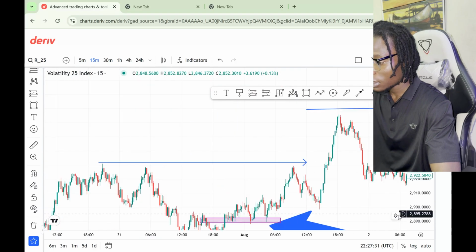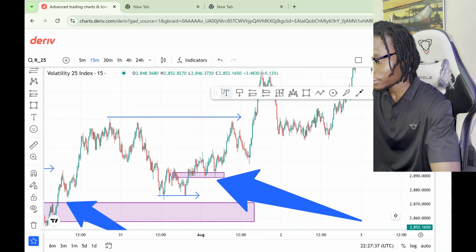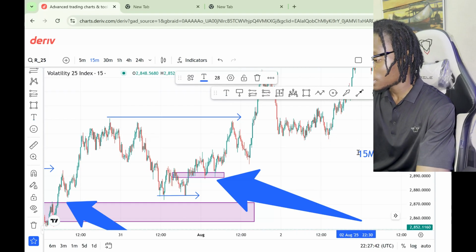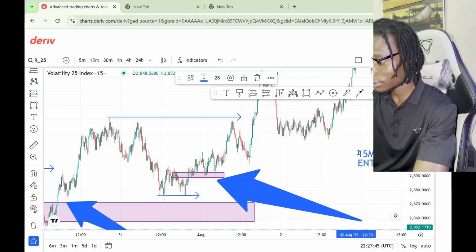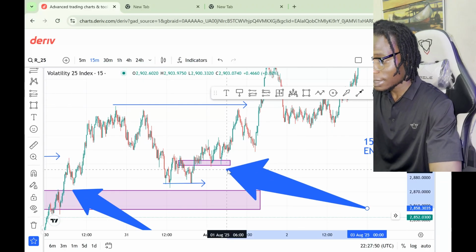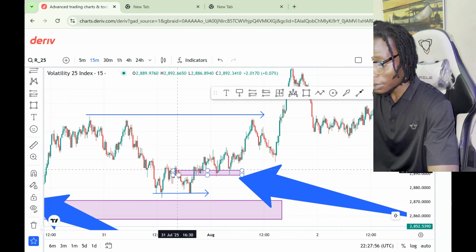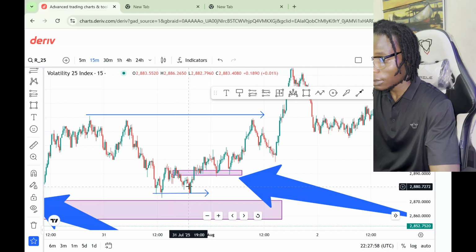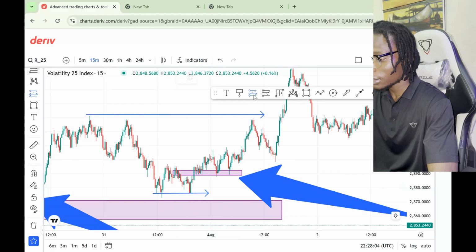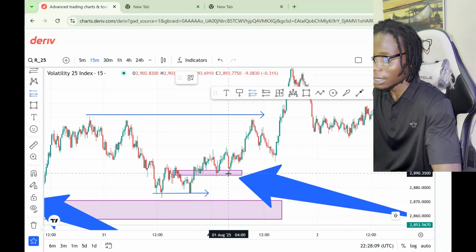I'm doing this so you guys can see how beautiful it is. Let me write it down. 15 minutes entry. Okay, 15 minutes entry, guys. This is how it looks. So price broke structure to the upside and created a double chart pattern, and we got a good retracement. Then we got a good engulfing candlestick pattern, which I talked about in our third video.